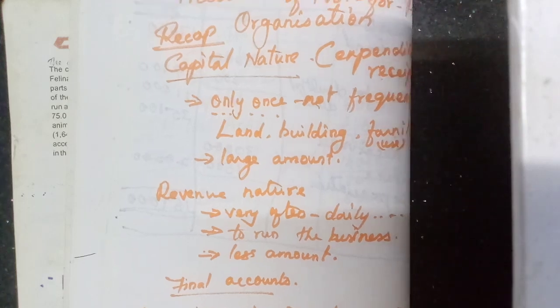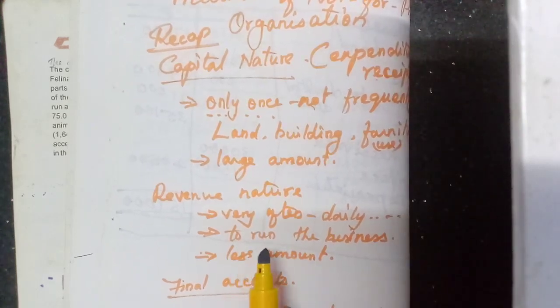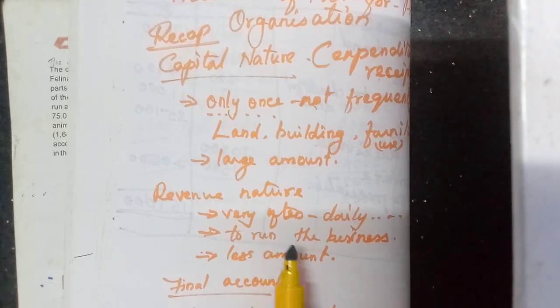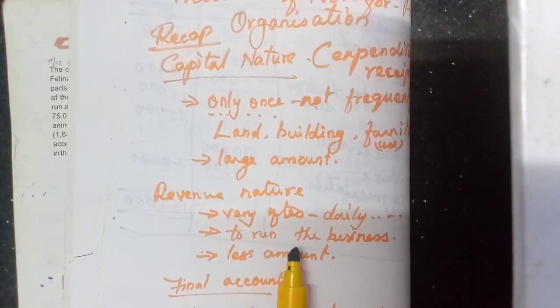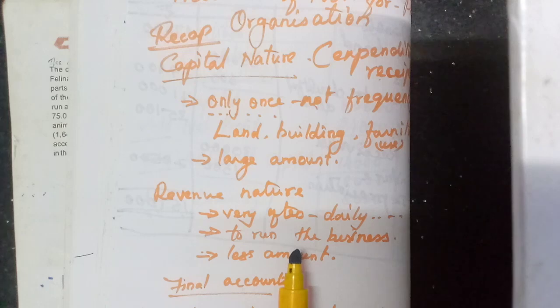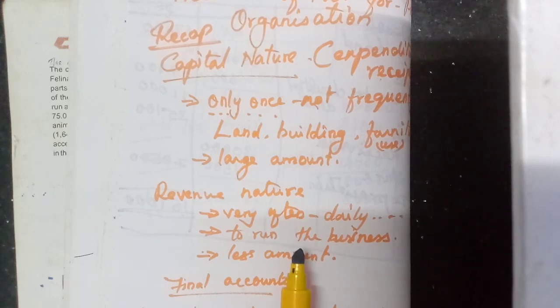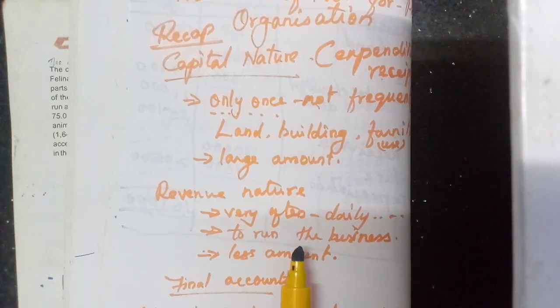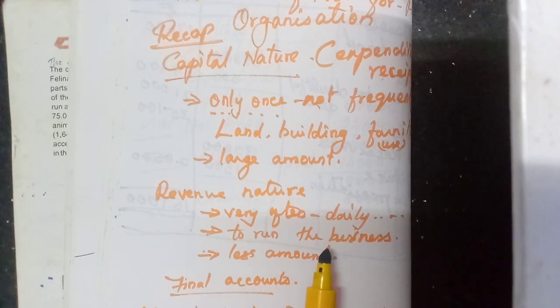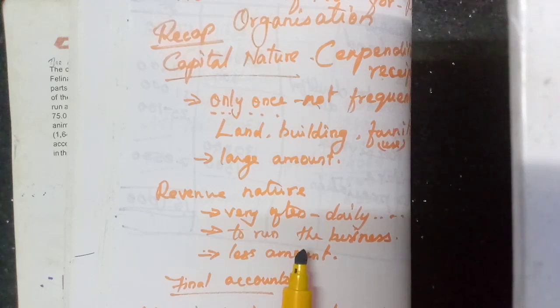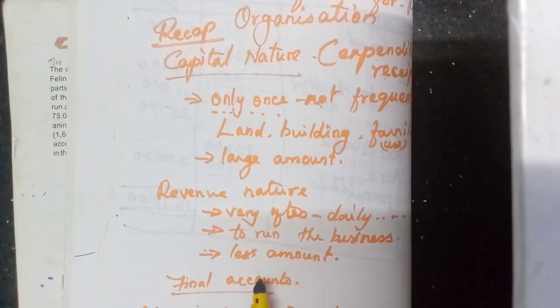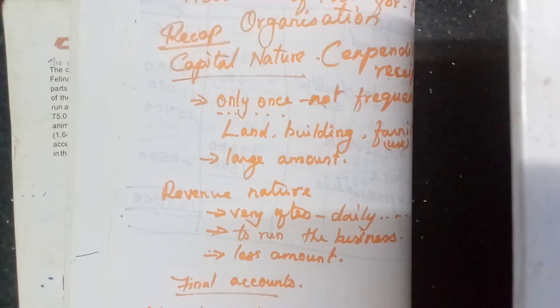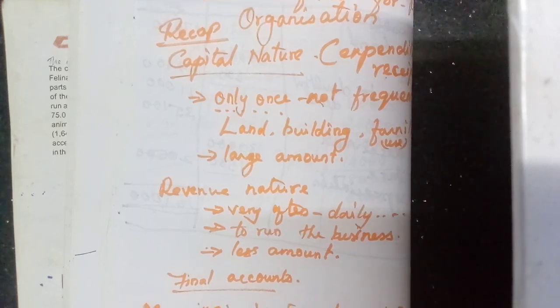Then what is revenue nature? Revenue nature is what occurs very often, either daily, weekly, monthly, or yearly. They are the revenue expenditure or revenue income, or we can say revenue receipts and revenue payments. Here we will learn about the first account, the receipts and payments account.